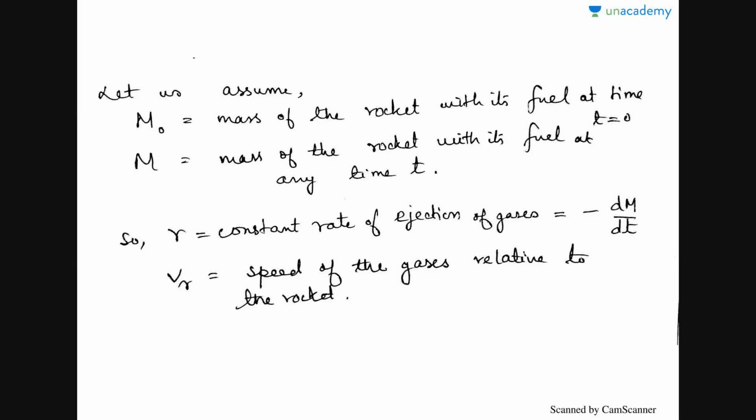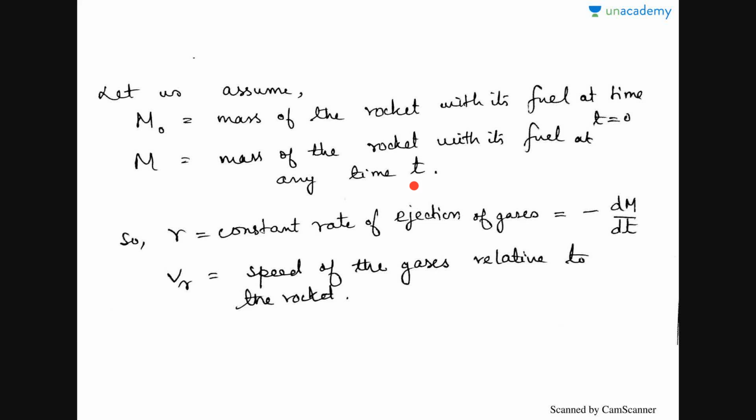Let us assume that m naught, or m0 as we can read it, is the mass of the rocket with its fuel at time t equals 0. In the beginning, at rest, the mass of the rocket is m0. M is the mass of the rocket with its fuel at any time t. So at t equals 0, the mass is m0, and at any time t, the mass is m.